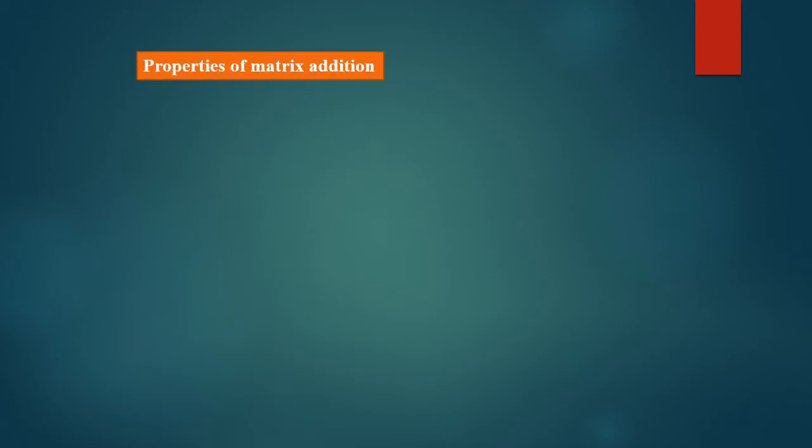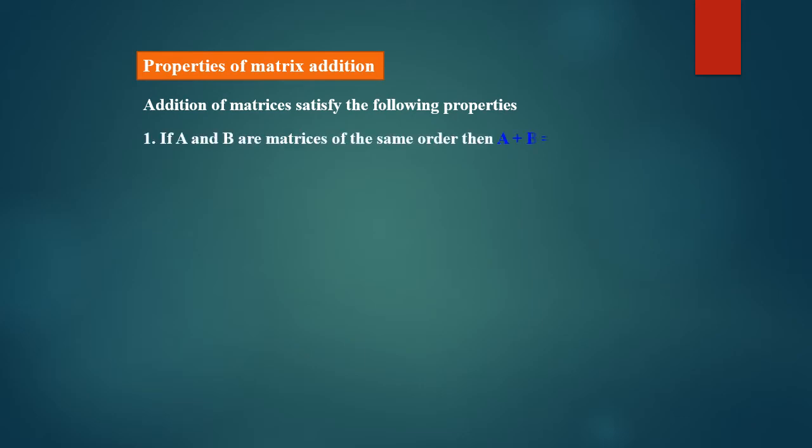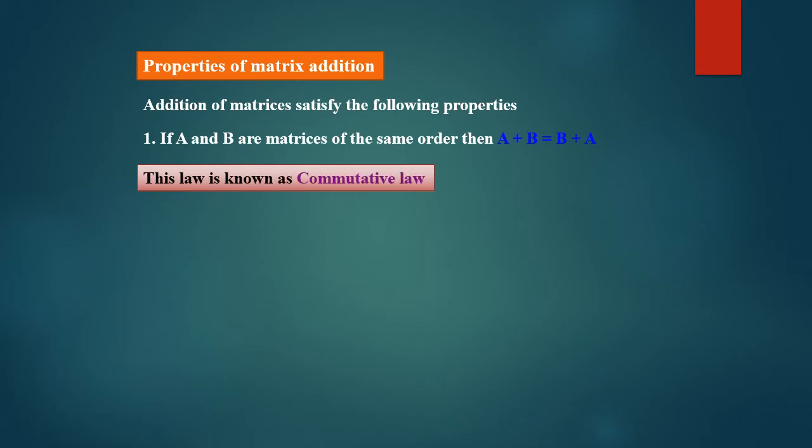So next we understand some basic properties related to addition and subtraction of matrices. So first we will discuss the properties of addition. So addition of matrices satisfy the following properties. First property is, if A and B are matrices of the same order, then A plus B is equal to B plus A. So this is known as the commutative law for matrix addition.